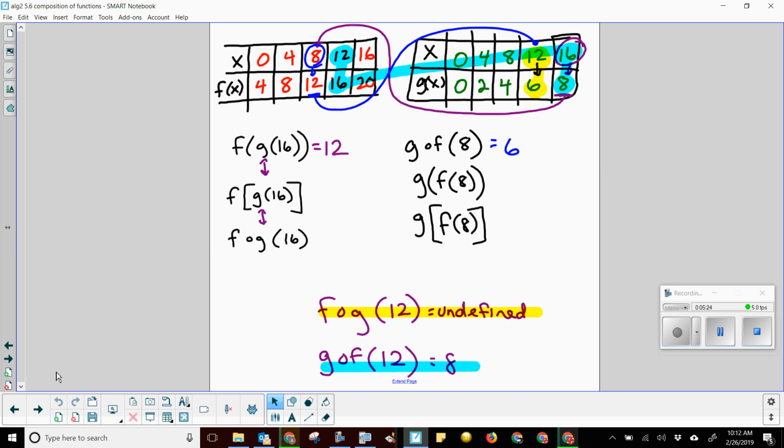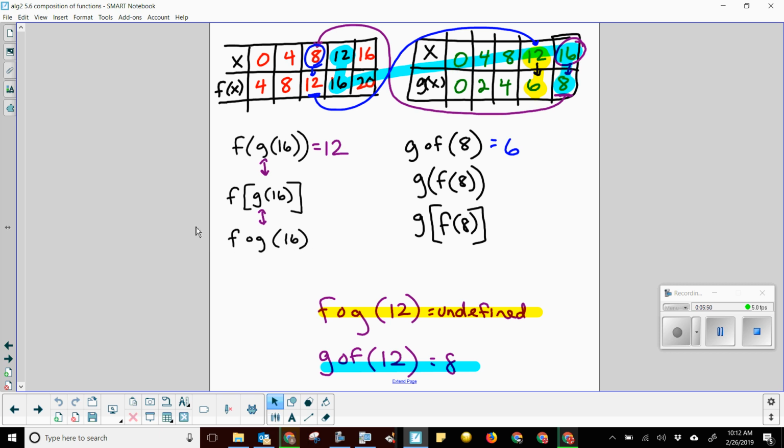Now, here's where it gets a little tricky. They'll give you this table, and basically they're going to say find f of g of 16. Now, this is all the same, but written 3 different ways. They like to do double parentheses. I would prefer a bracket instead of that second parentheses, but honestly, it's just easier to write f of g.